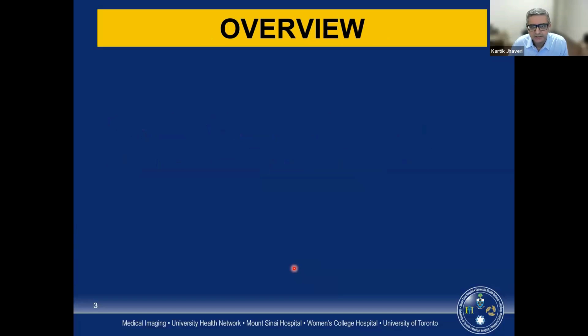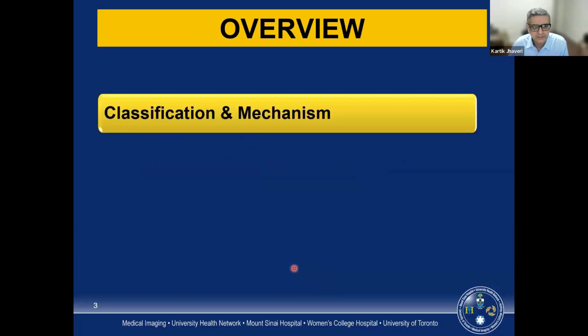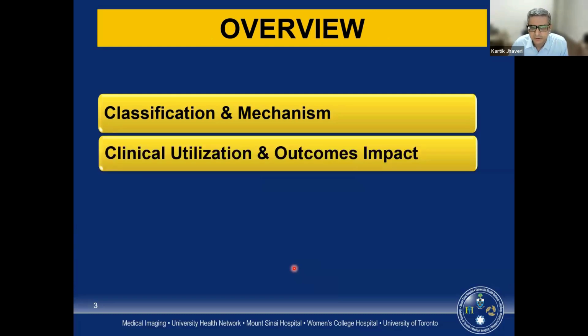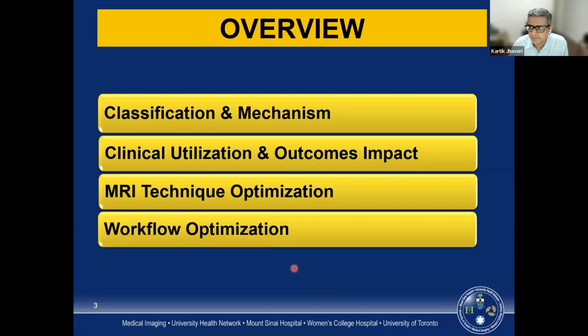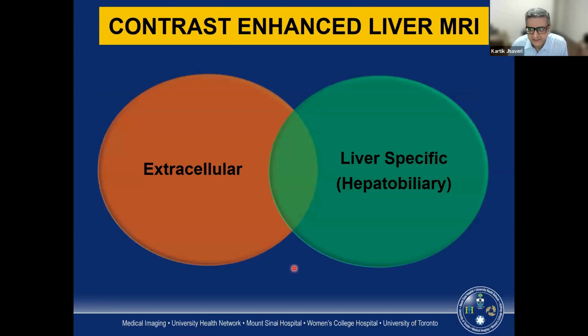The overview of my topic is to look at the classification and mechanism of liver contrast media. We'll talk about clinical utilization and what impact it has had on outcomes in patient care. And then we'll talk about MR technique optimization as well as workflow optimization, as this is quite critical for liver-specific imaging contrast agents.